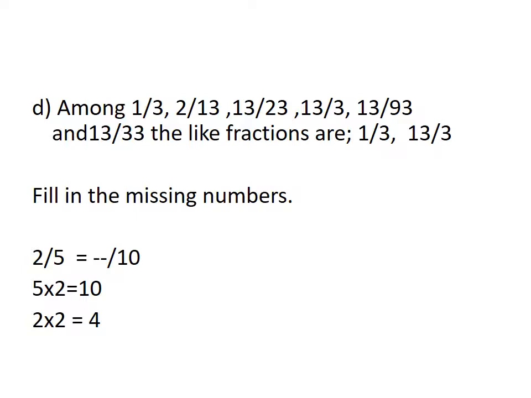Now students, we will learn how to find the missing numbers. First one, 2 by 5 is equal to dash upon 10. Right? You have to find the missing number. Then count the table of 5 and multiply it with 2. 5 twos are 10. You will get the answer 10.